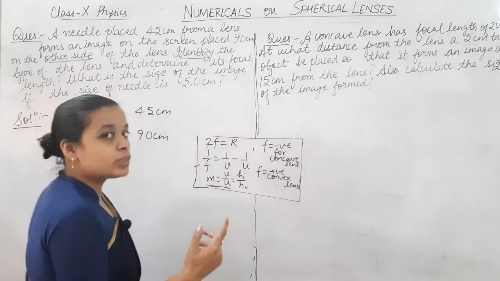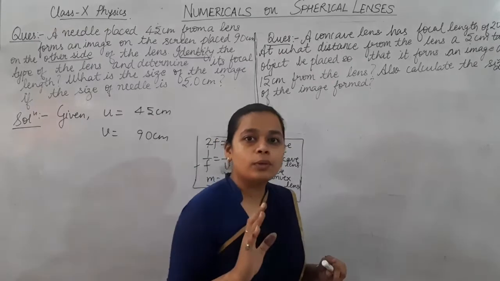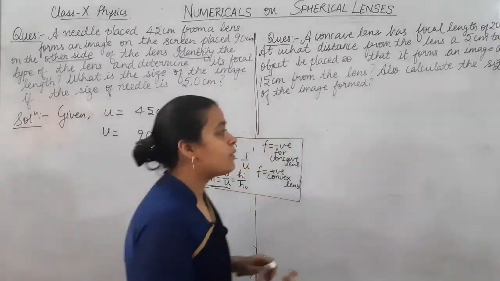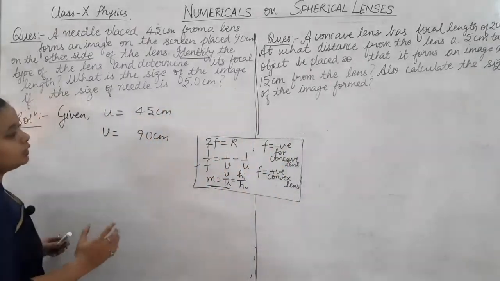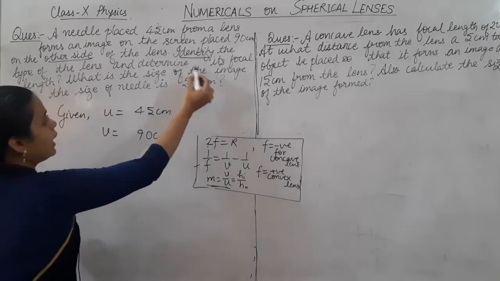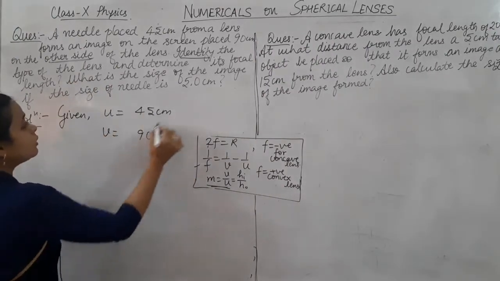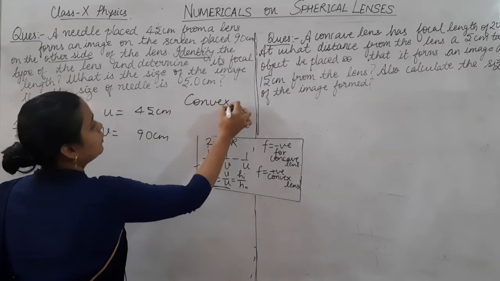Other side means which type of lens? I hope you all have got the answer. What will be the answer? The answer will be convex lens, because only in a convex lens is the image formed on the other side. So one answer we have got: the lens used here is a convex lens.